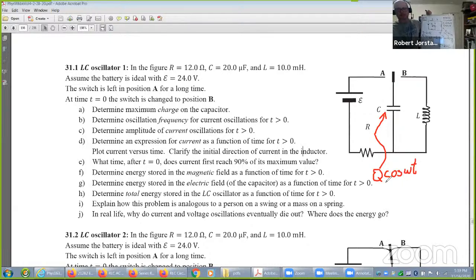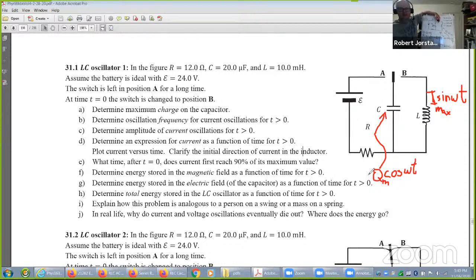So I guess that's the other way to say it: whichever thing starts with the energy gets the cosine function. If the capacitor starts with the energy, it gets the cosine. Well, what's left in this case? That would be I sine of omega t. Okay, and maybe I'll call this I max.